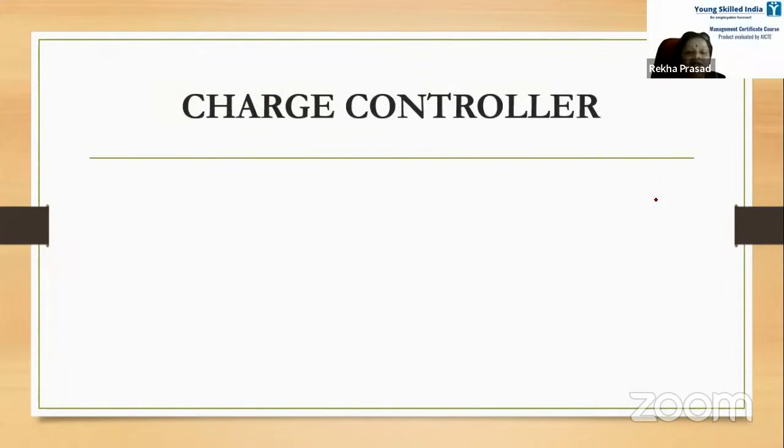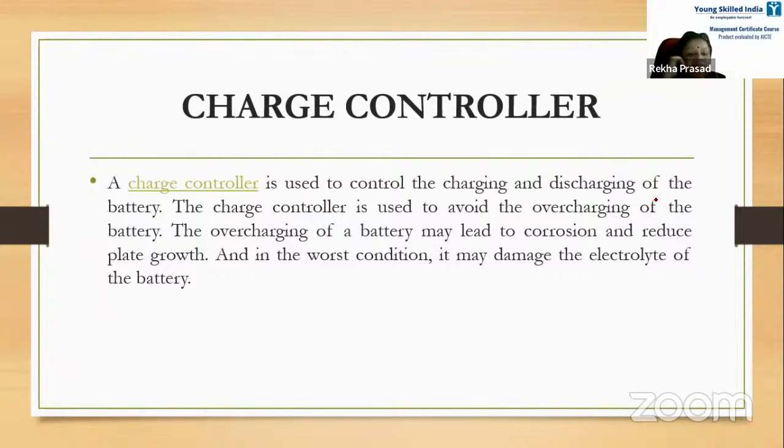Then you have the charge controller. A charge controller is used to control the charging and discharging of a battery. The charge controller is used to avoid the overcharging of the battery. The overcharging of a battery may lead to corrosion or reduce plate growth, and in the worst condition, it may damage the electrolyte of the battery. So you have to keep the charge in the battery at a certain range. So there you need a charge controller for that.